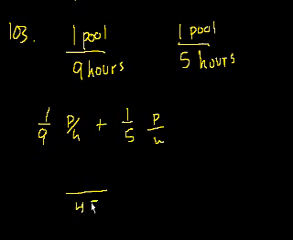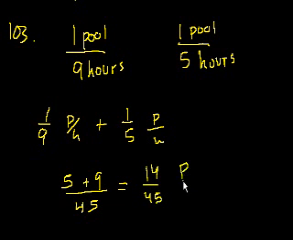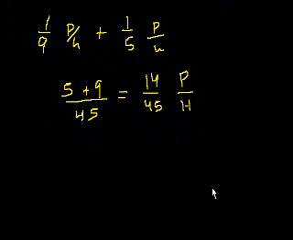This 45, I think, is the first common denominator. 1/9 is 5 over 45. 1/5 is 9 over 45. So together, they fill 5 plus 9 is 14 45ths pool per hour, right? And if you want to fill exactly one pool, it's just like production is equal to rate times time.